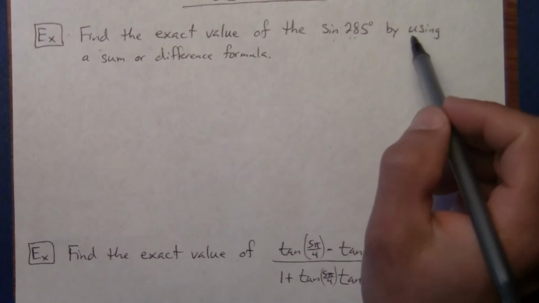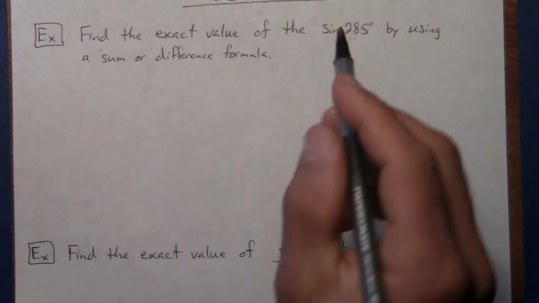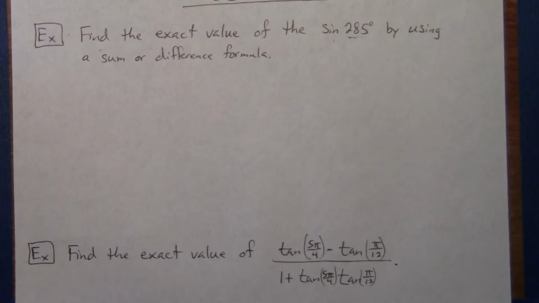Alright, so taking a look at the first one, find the exact value of the sine of 285 degrees. Now they specifically say by using a sum or difference formula. That's something I may not say on a quiz or a test. It's something you'd have to kind of recognize. And I know to do that because I don't know 285. That's not one of the angles that we tend to remember on the unit circle. But I can break that down into two numbers that I do know on the unit circle.